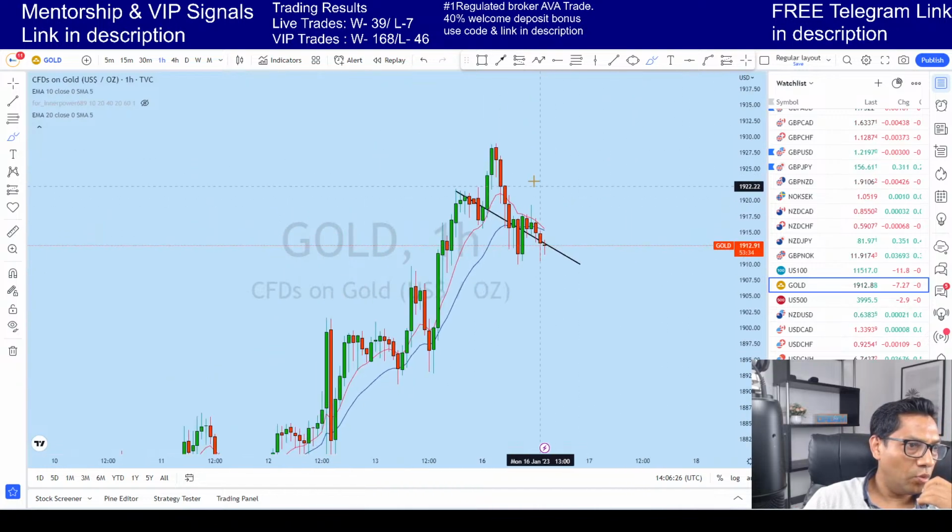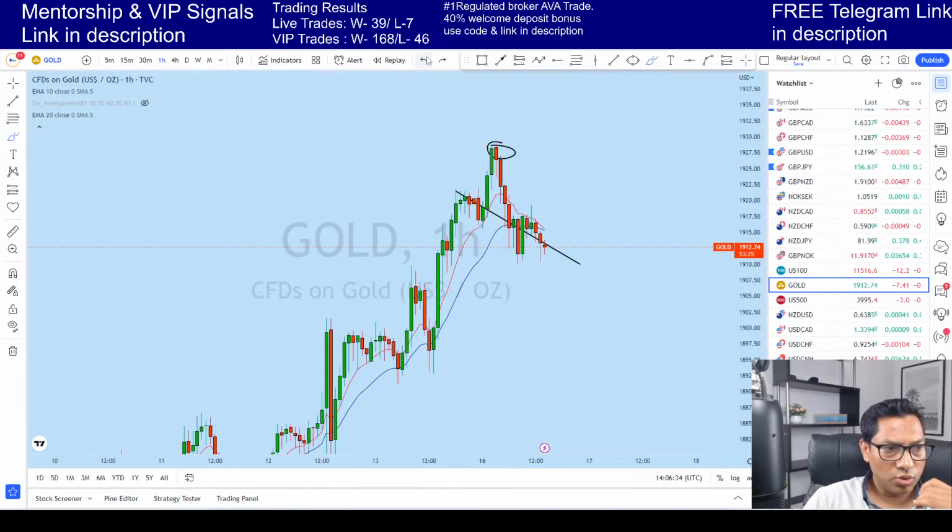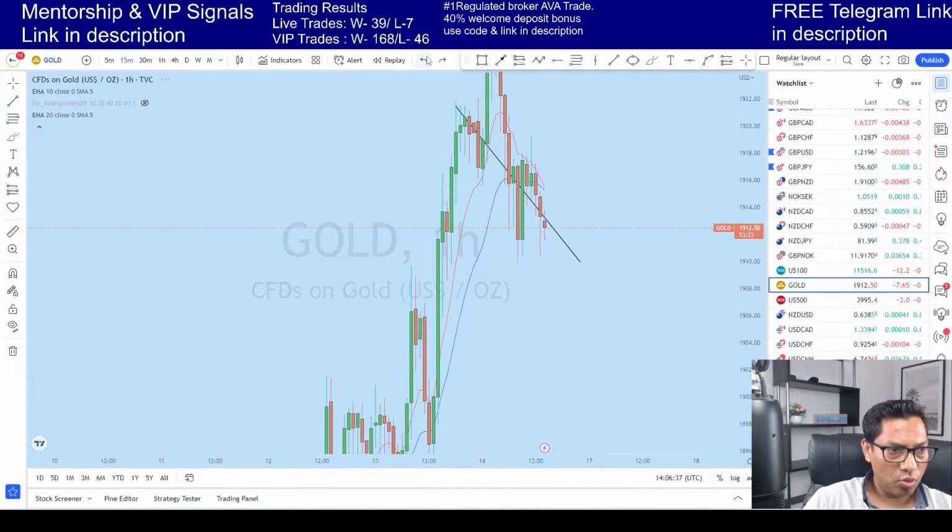This is the 1 hour chart. We see also a head and shoulders here as well, with a liquidity gap in this 1 hour candle. So there is a high probability for gold to drop.